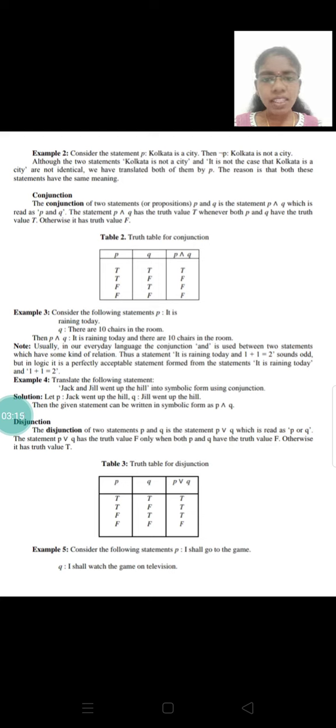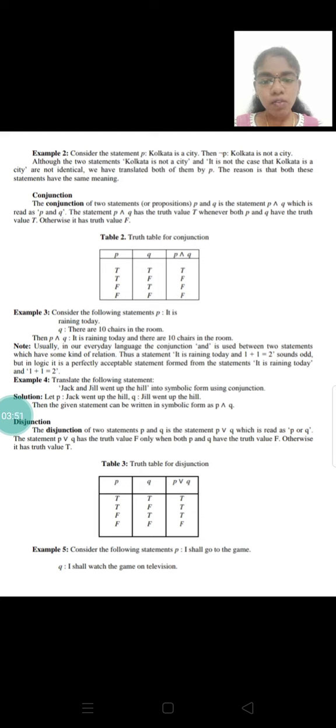Conjunction. The conjunction of two statements or propositions P and Q is the statement P ∧ Q, which is read as P and Q. The statement P ∧ Q has the truth value T whenever both P and Q have the truth value T. Otherwise, it has truth value F. Truth table for the conjunction: P value, Q value and P ∧ Q value. Here: true, false, true, false and false.